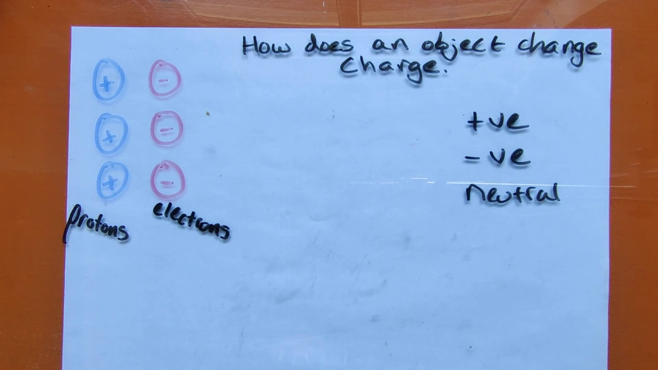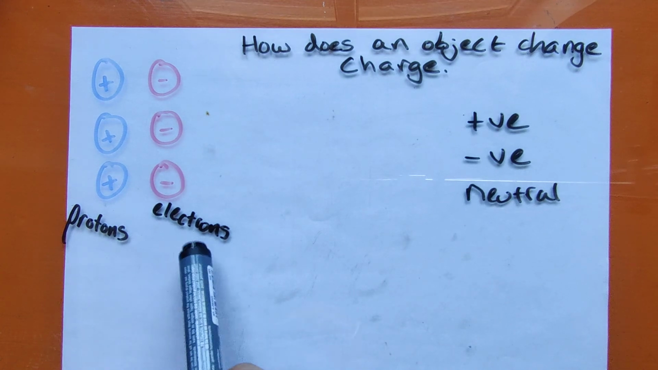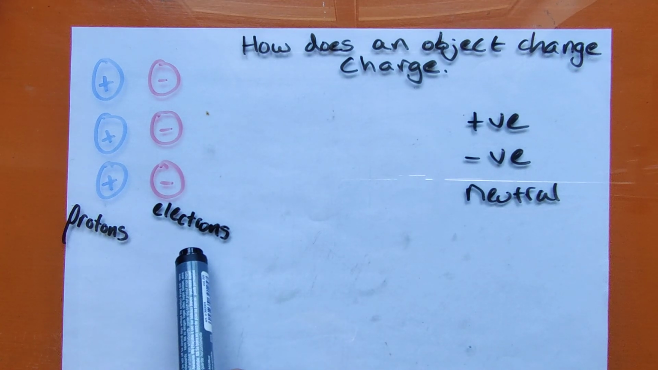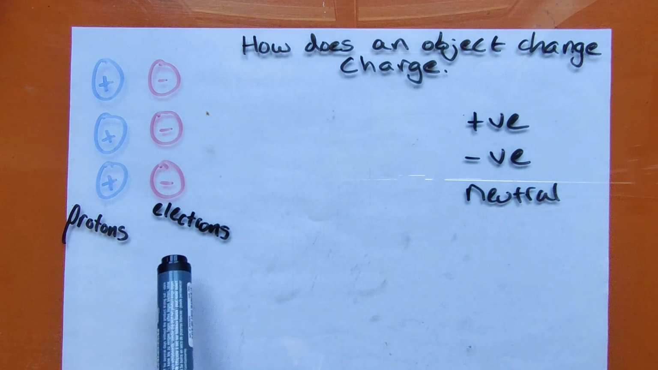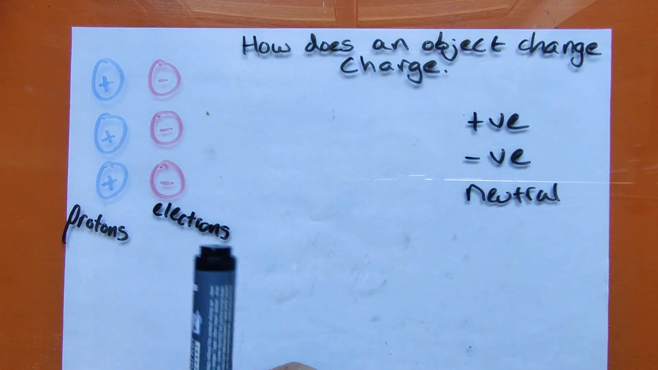Now, the next thing to know, this is one of the most important parts, is that if something is going to change its charge, it can only move the electrons. So only the electrons can move, because they're in the shells around the outside of the atom. They can be moved, and they can be moved by friction.